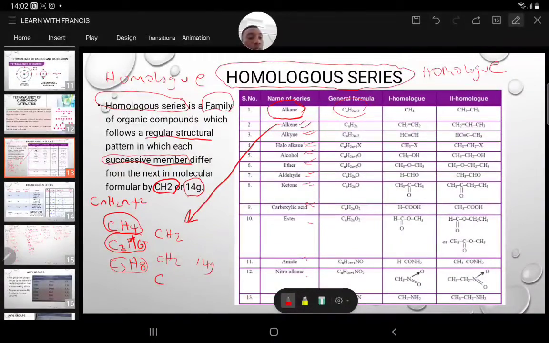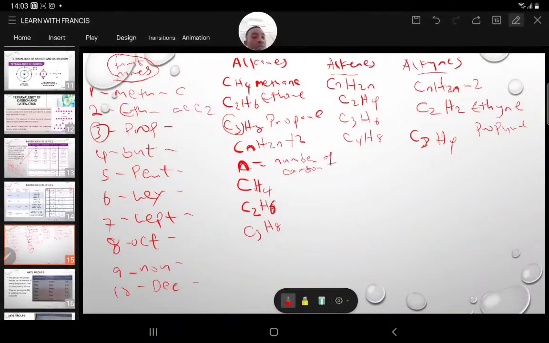Carbon is 12, and then hydrogen is 1, but we have 2 here. So we are getting 1 times 2 is 2. 12 plus 2 is equal to 14 grams. So this is the mass of the CH2. So in case the question doesn't come in the form of this formula, it can come like this. I'm quickly going to show you how we distribute these things. Remember, methane is CH4. This is how we draw the structure.